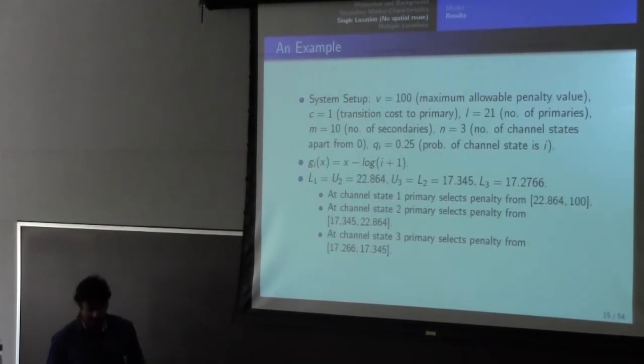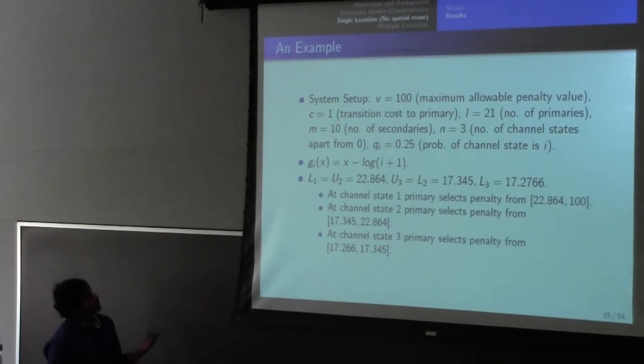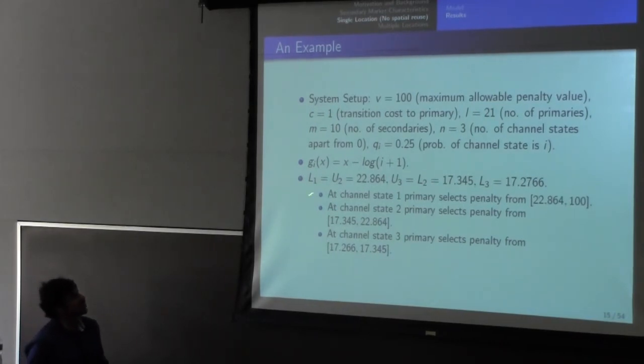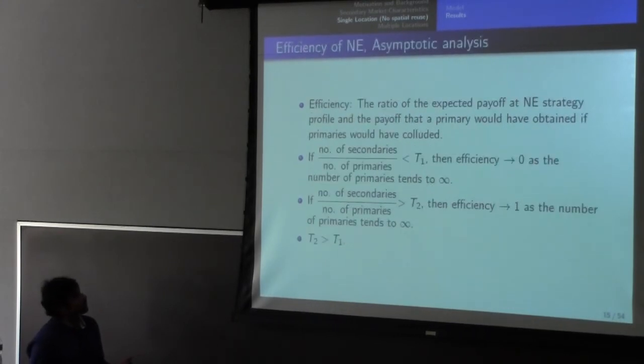So to give a flavor of what the penalties and the distribution would be, consider a simple example. There are 21 primaries and 10 secondaries, and the channel state is 3, right? At L1, that is at channel state 1, the primary will select a penalty from 22.864 to 100. At channel state 2, it will select from 17.345 to 22.864. At channel state 3, it selects from 17.266 to 17.345. Okay, so this is the penalty distribution for the single location pricing strategy.